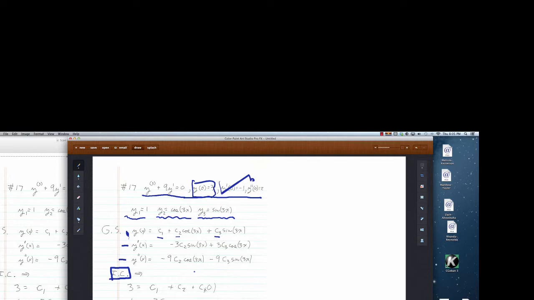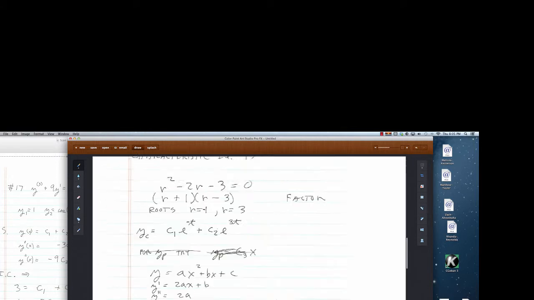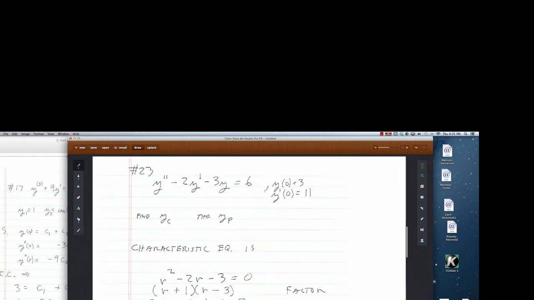So that's number 17. Okay, so let's go up here. The final problem I'd like to illustrate as an example in this section is the following. This is a non-homogeneous differential equation, with the 6 on the other side: y double prime minus 2y prime minus 3y is equal to 6. And we have the initial conditions that y of 0 is 3, y prime of 0 is 11.